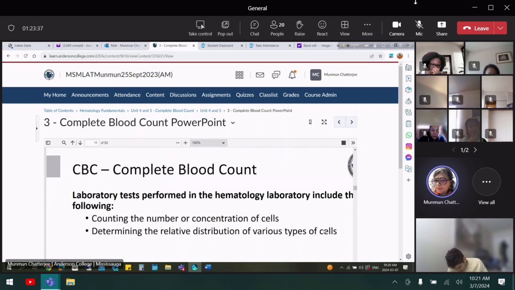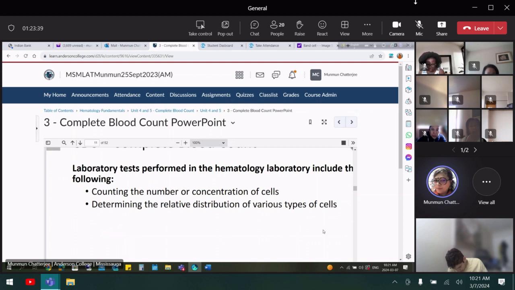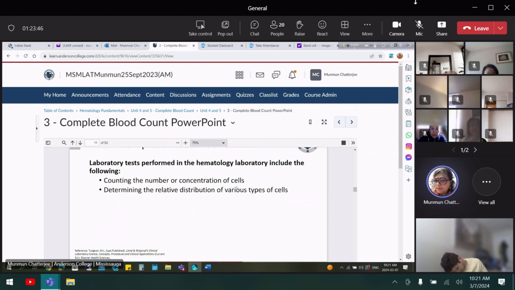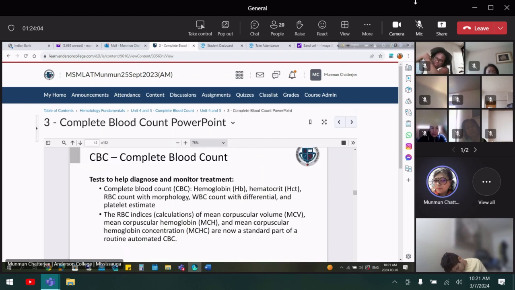Yeah. So laboratory tests performed in the hematology laboratory. Let me bring it down to 75% again. They include the following: counting the number of cells. Concentration means how many cells are there. It should be the number. Determining the relative distribution of various types of cells, how they are distributed. Tests to help diagnose and monitor treatment.